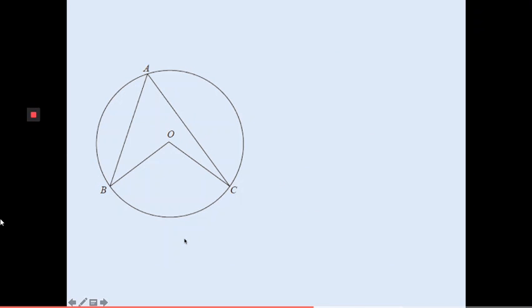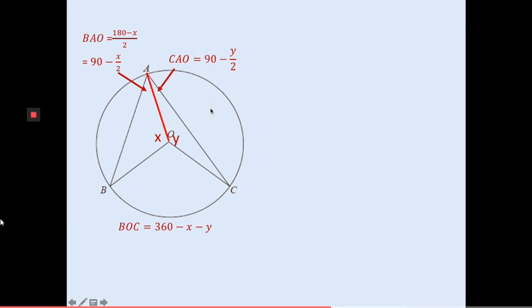Okay, so here's the solution. First step is to draw in the line AO. That's what a lot of students wouldn't realise that you need to do. And then to label these angles as x and y. Okay, I know that this angle here is going to be 180 take away x divided by 2 because I've got an isosceles triangle here. For the same reason, I can get that this angle over here is 90 minus y over 2. The angle at the centre here, these angles are around a point, so 360 take away x, take away y.